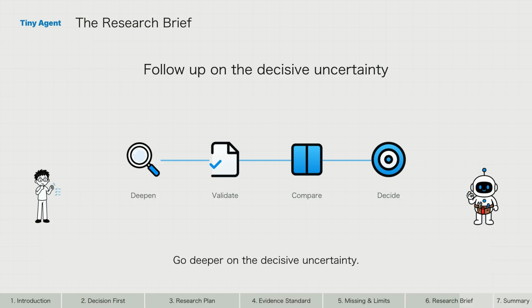After the first report, use targeted follow-ups instead of restarting vaguely. Go deeper on the decisive uncertainty. Validate a contested claim with stronger sources. Compare two options under the same criteria. Update the brief when the scope or acceptance standard changes. The common failure is writing a ceremonial prompt full of context that cannot affect the research. Every field should change the plan, the evidence, the evaluation, or the deliverable. If a sentence changes none of those, remove it.